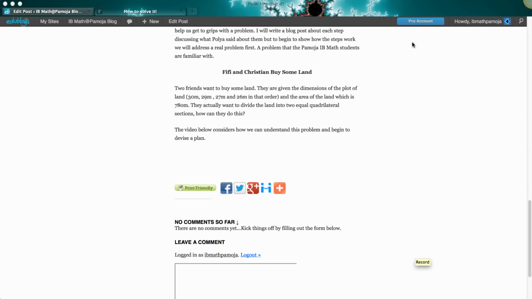Hi, I'm going to look at this problem, Fifi and Christian buy some land. And looking at the problem, I want to just briefly and kind of intuitively think how Polya's heuristic might be able to help us. And in later blog posts, we'll look in more detail at what Polya says about each of these headings.